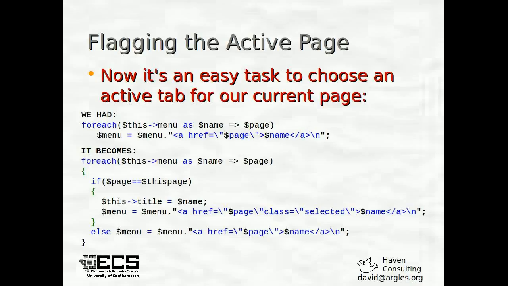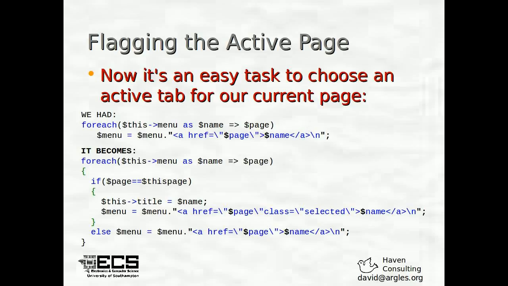We're still going to keep going through our list of menu entries. So for each menu as $name pointing to $page. But before we start, we do a little check and say if the current page we're looking at in this trawl through the menu is equal to the page that we looked at on the previous slide, then that means we're currently processing the entry in the menu that is the current page.